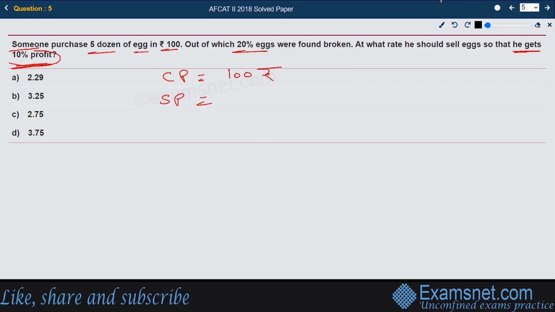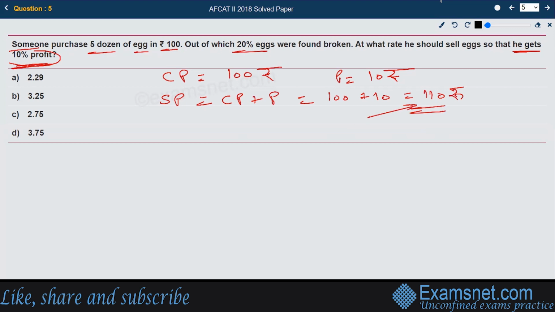He's saying he wants a 10% profit, so he wants 10% profit over 100 rupees. What is 10% of 100 rupees? It is 10 rupees only. So how much profit does he want? He wants 10 rupees profit. So naturally the selling price, which is nothing but cost price plus profit, becomes how much? 100 plus 10, that is 110 rupees should become the selling price. That means all the eggs that he is still left with should be sold at 110 rupees finally.